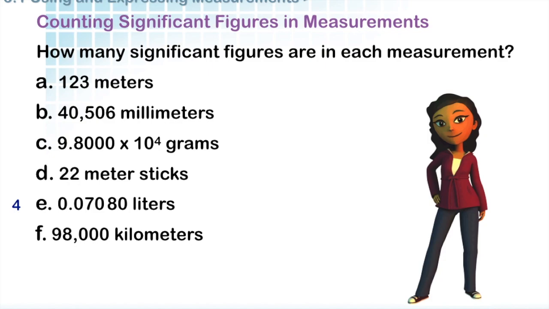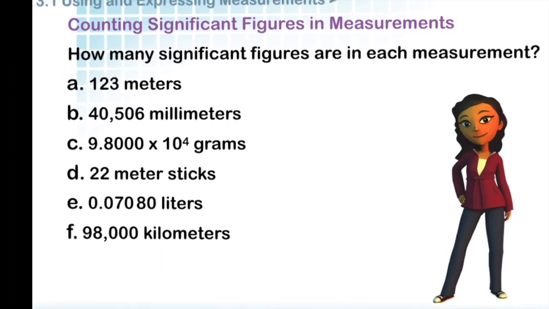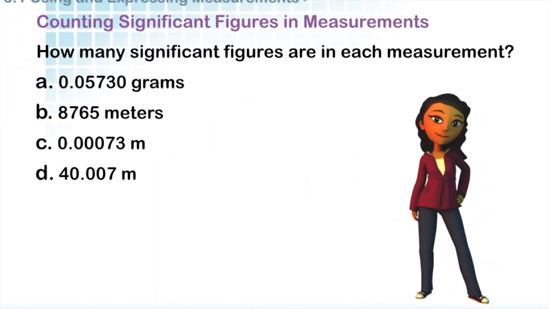98,000 kilometers, there's no decimal in that number. Since there's no decimal, it's the 9 and the 8. So that's only two significant figures. Now, if we are trying to do significant figures for long term, you're going to have to practice. So I want you to look at these and take a little time and tell me which rule am I going to use for A. So this is how you go about doing these.